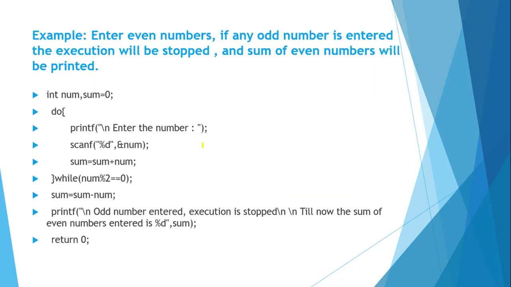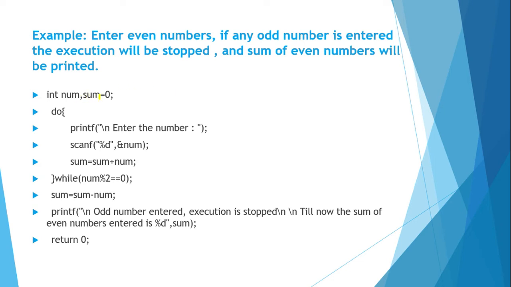Let's see the example. The example is: enter even numbers. If any odd number is entered, the execution will be stopped and the sum of the even numbers will be printed. Again, read the example. Enter even numbers. If any odd number is entered, the execution will be stopped and the sum of even numbers will be printed. Here we have not mentioned how many times the number will be entered. So there we will have to use a do while loop.